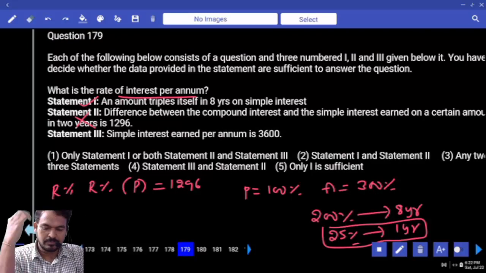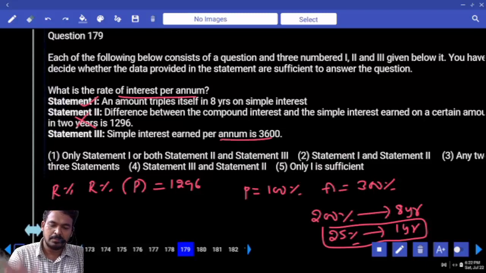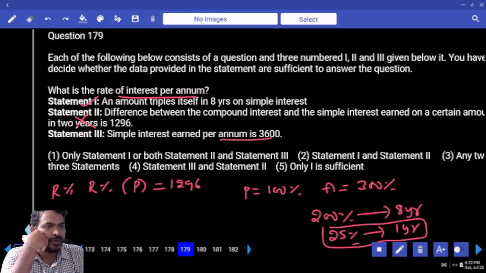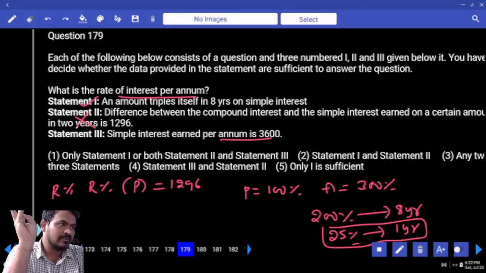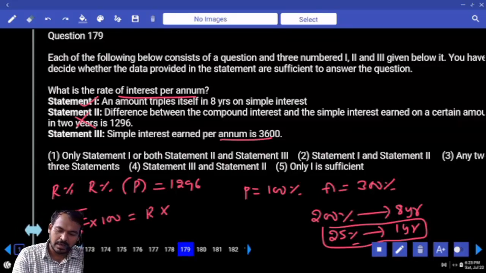Simple interest earned per annum is 3600. That is only the per annum interest earned. But we require the per annum rate percent. Only the interest value is given. We don't know the principal and the time period. So what is the basic formula we wrote? I by P into 100 is equal to which one? R into T or R plus T?